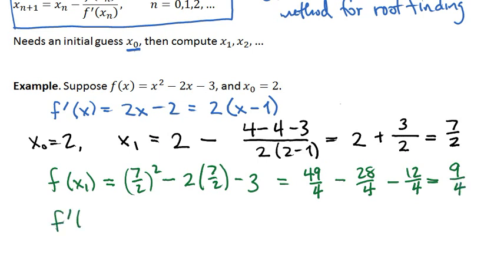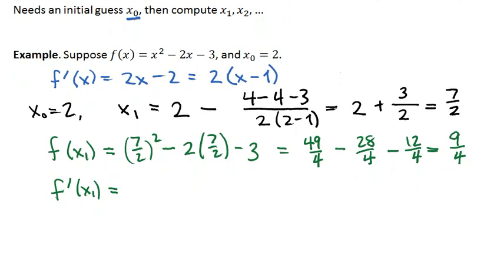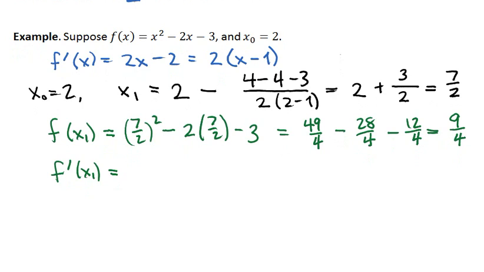f prime of x1. I'm just computing the things that I'm going to need in the formula to find x2. f prime of x1 is 2 times 7/2 minus 1, which is 2 times 5/2, which is 5, but I'm going to write that as 20 over 4 because it will be easier in the next step.